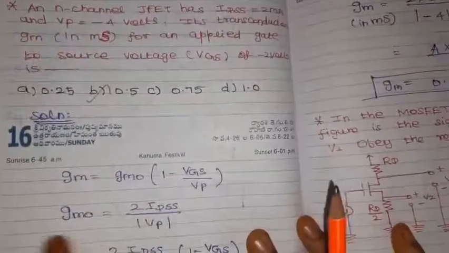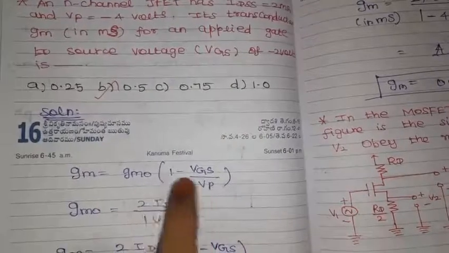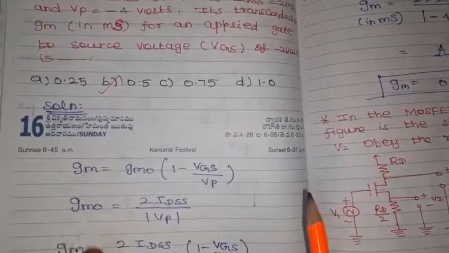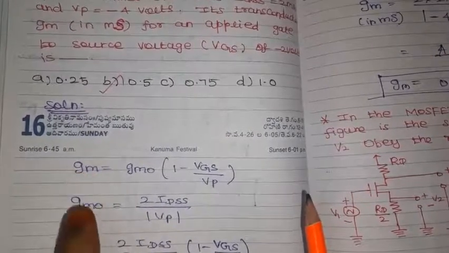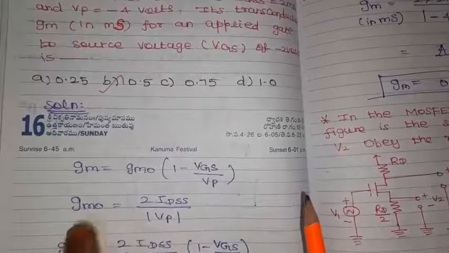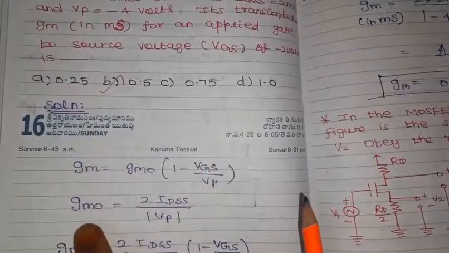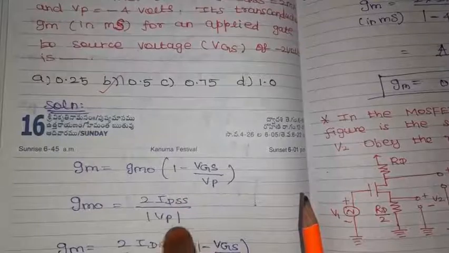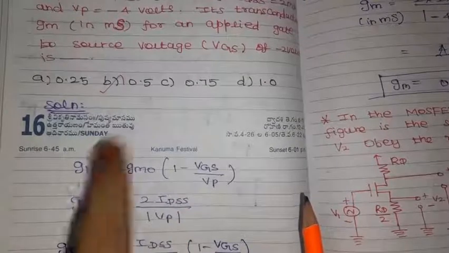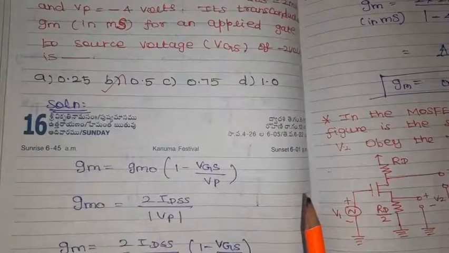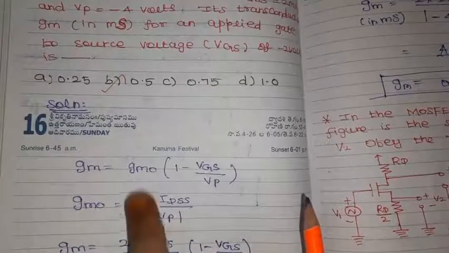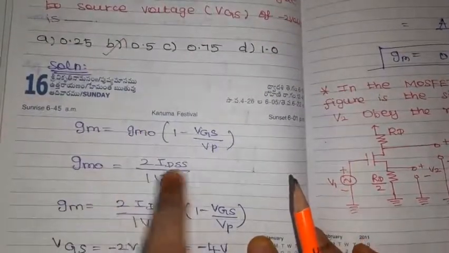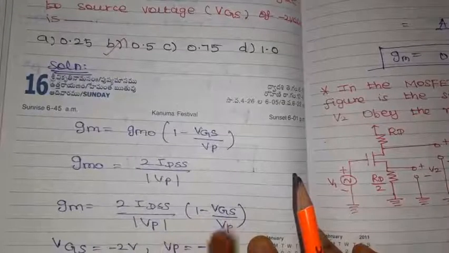What is the formula? Gm is equal to GMO into 1 minus VGS by Vp. What is GMO? GMO is nothing but the maximum transconductance, with VGS equal to 0 volt. The GMO formula is 2 IDSS divided by modulus Vp. Just apply this formula. Now we need to find the Gm value. So instead of GMO, substitute 2 IDSS by modulus Vp into 1 minus VGS by Vp.